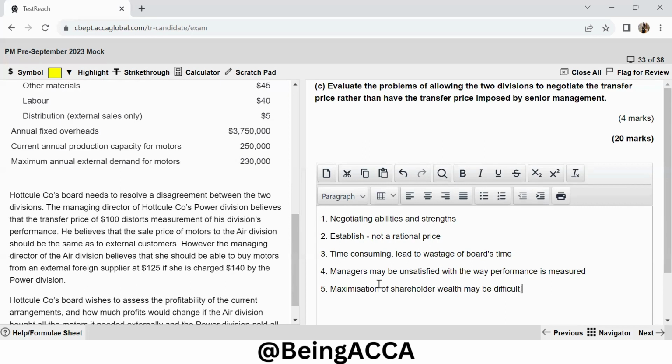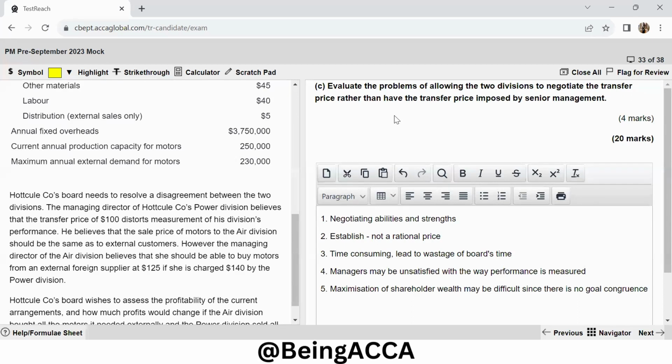and since there is no goal congruence. What do we mean by goal congruence? That the goals of different people in the organization are combined, they are similar, but when there is such a difference in the goals that the people have, this can cause problems with achieving the maximization of shareholder wealth also.